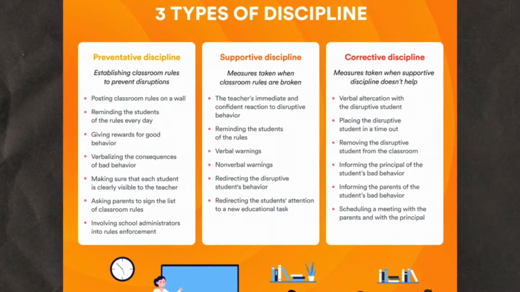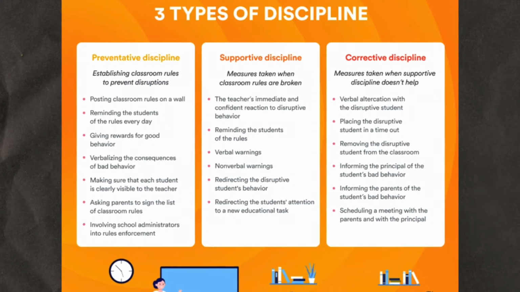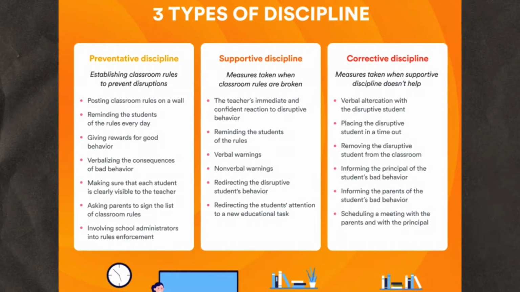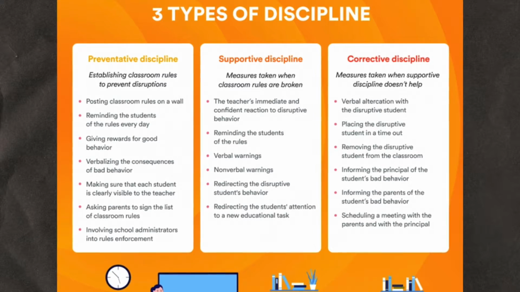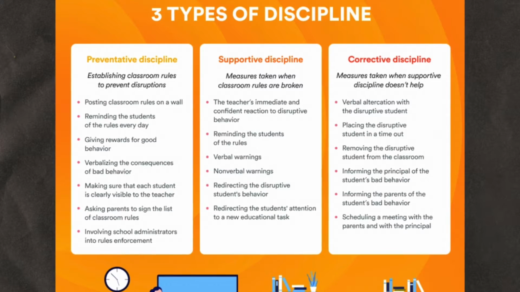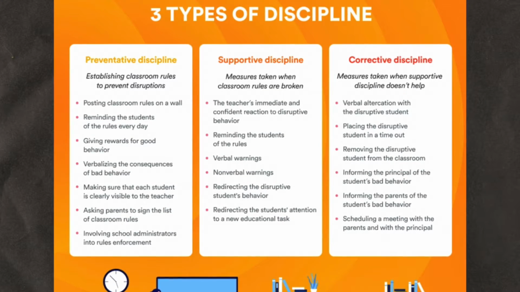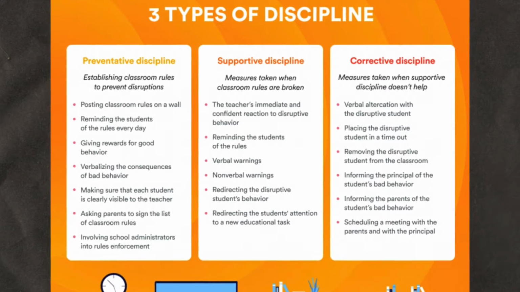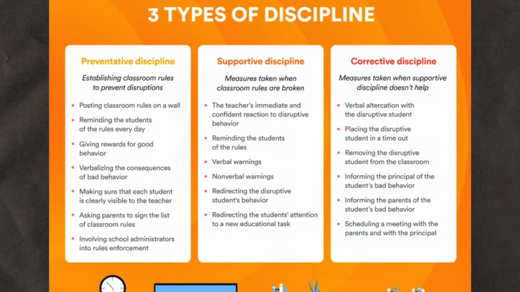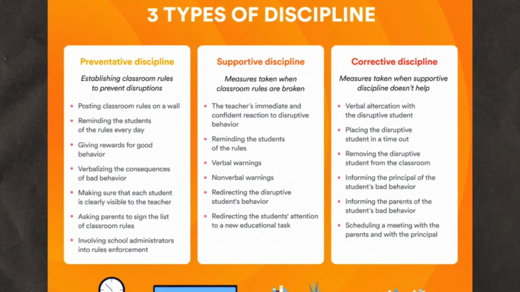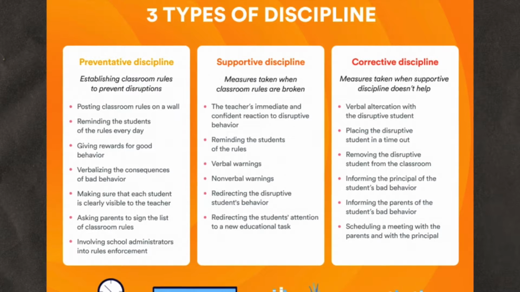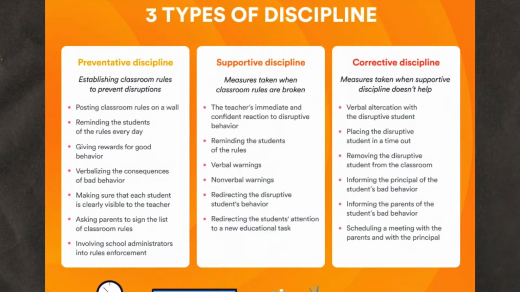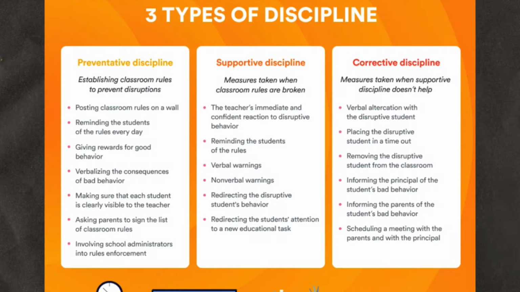Our next one, supportive discipline, focuses on the measures taken when classroom rules are broken. For example, if you have a student that brought their belongings to their seat and is causing distractions, you can easily motion to your student to put away their items without disrupting the class. But if the student is still disobeying your rules and the supportive discipline is no longer helping, that brings us to our last one, corrective discipline. At this point, the teacher should have a discussion with the disruptive student outside of class and/or meet with a parent or guardian or principal about improving the situation.